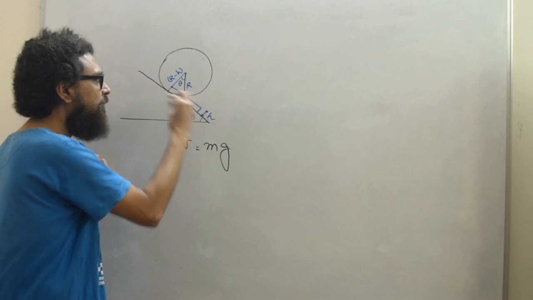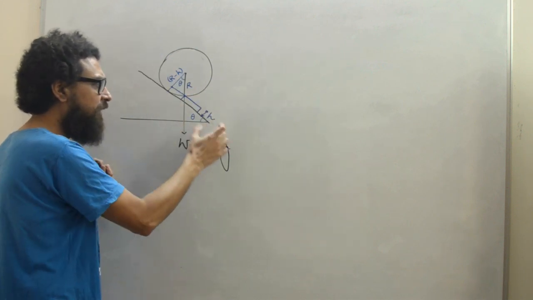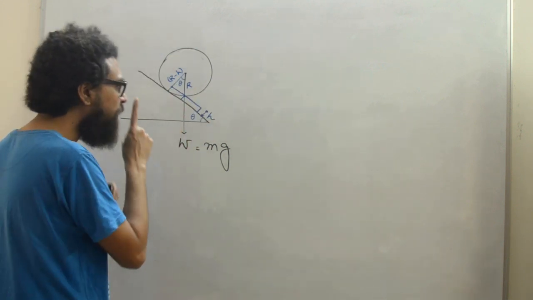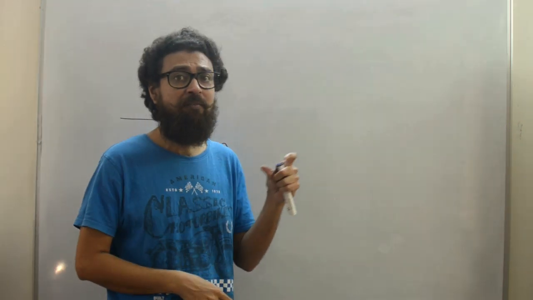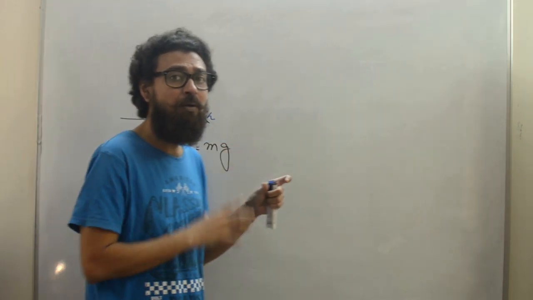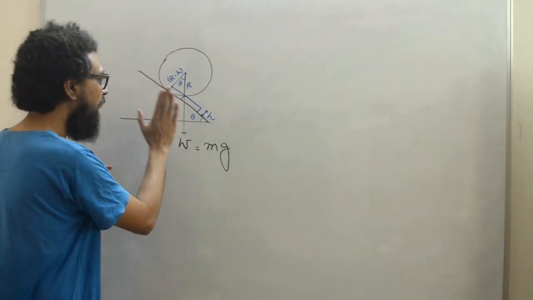Now we have kept the sphere with this block, and they have said the height of the block is h. We have to find the minimum height for which the sphere doesn't slip or roll or fall down, so it is under equilibrium.